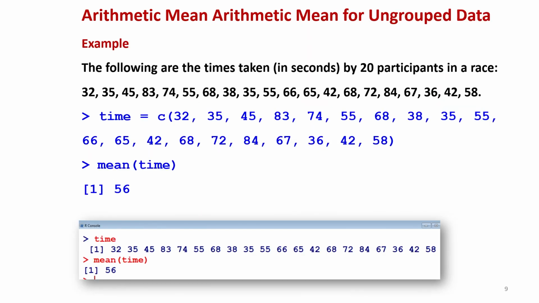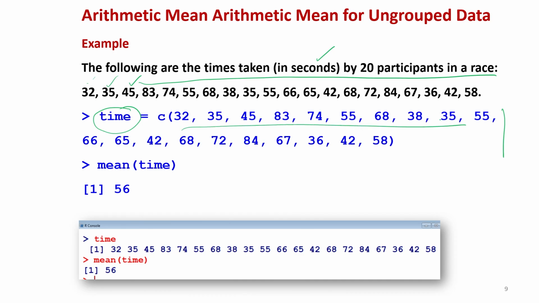Okay. For example, let me take an example to explain how we are going to do it. So here I have recorded the time taken by 20 participants to complete a race. This time is recorded in seconds, like 32 seconds, 35 seconds, 45 seconds and so on. And this data is stored in a data vector here, time, like this. Now, if you look at this data, what information do you get? It is very unclear, right?